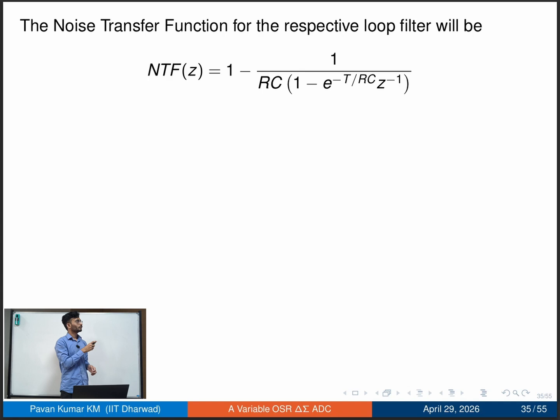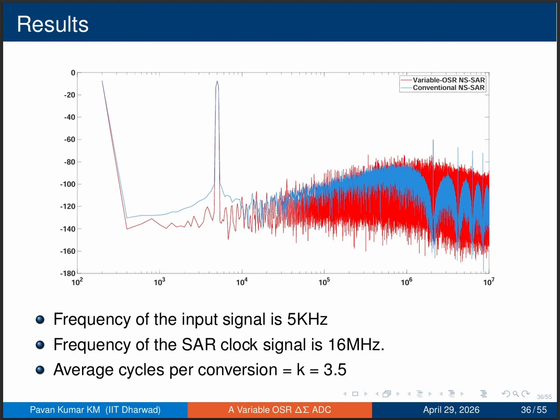The noise transfer function, which relates the output to the quantization noise, is given by this equation. We can observe its dependence on T, which is the sampling period. In the conventional noise shaping SAR ADC case, T is fixed, due to which this will be periodic and we can observe nulls periodically. But in the implemented variable rate architecture, T is variable, due to which we cannot observe the nulls. After plotting the spectrum, it was evident.